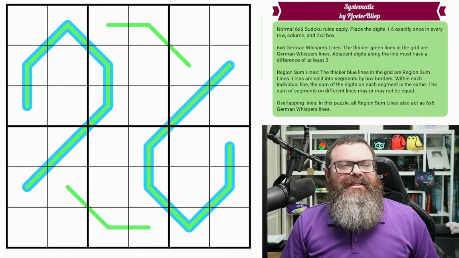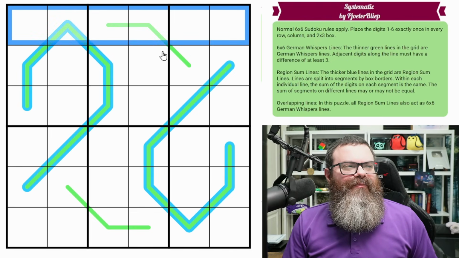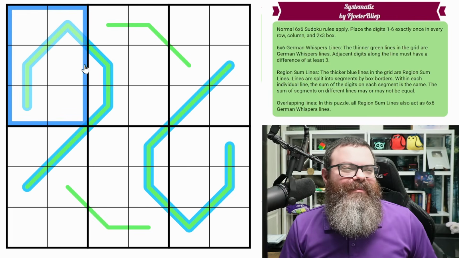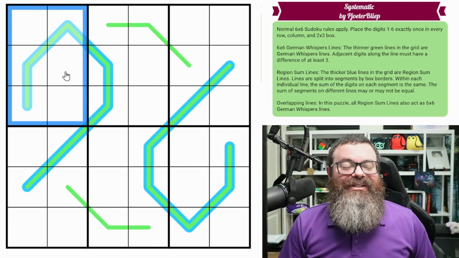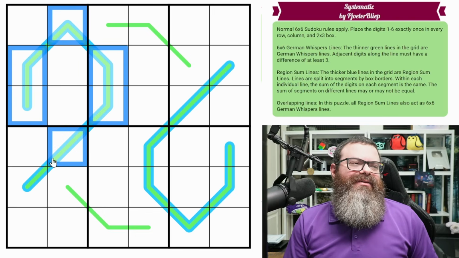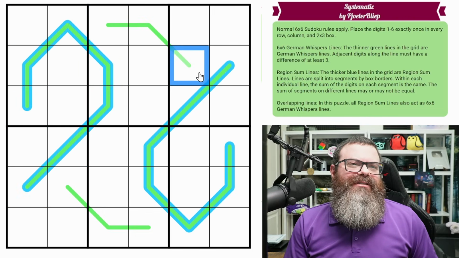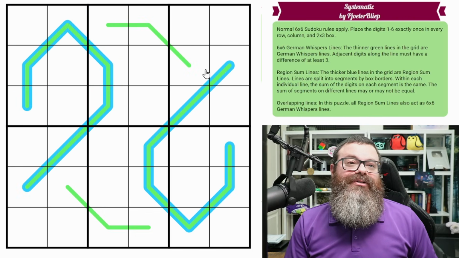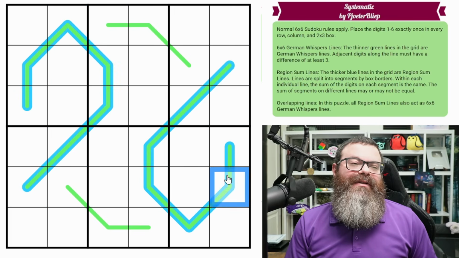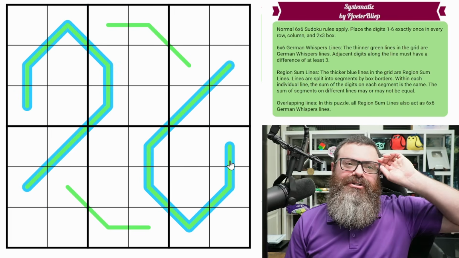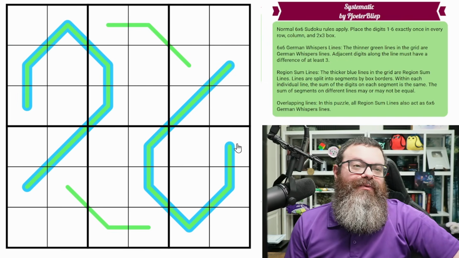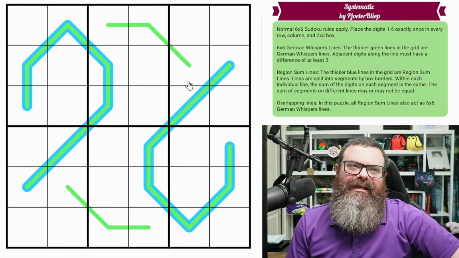So we have normal 6x6 Sudoku rules, so in each row, each column, and each 2x3 box, but it's a vertical 2x3 box today, we are placing the digits 1 to 6 exactly once each. We also have these lines in the grid. All of them, all the lines are German whisper lines. So the ones that also have this blue outline are also region sum lines. So every single line has to follow the German whisper line rules. And these, in addition to that, follow the region sum line rules. So let me just go over those rules one at a time.